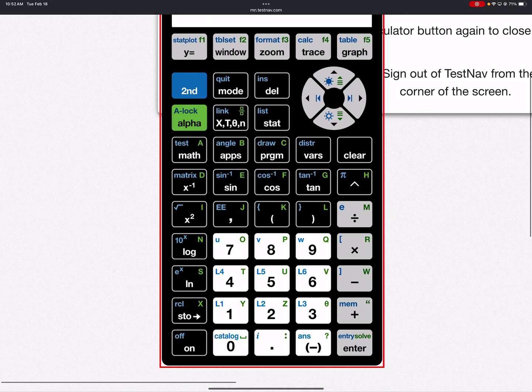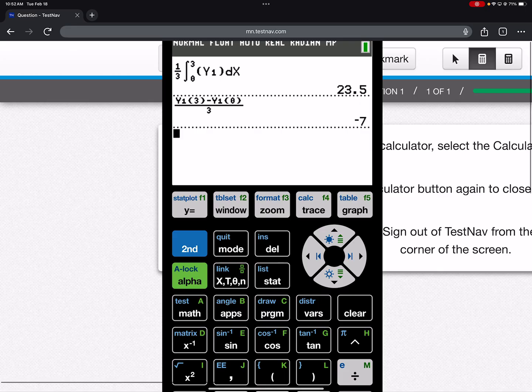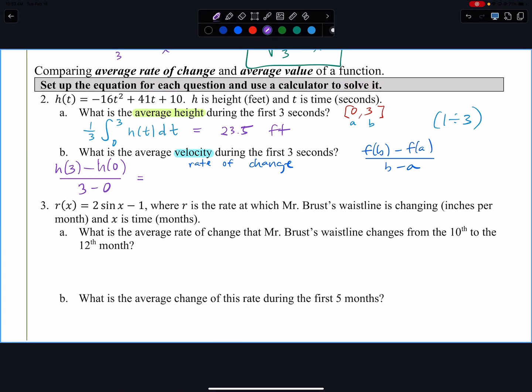And what do we get? -7? Now, because it's velocity, what would be the units here? Feet per second. Okay. Questions?